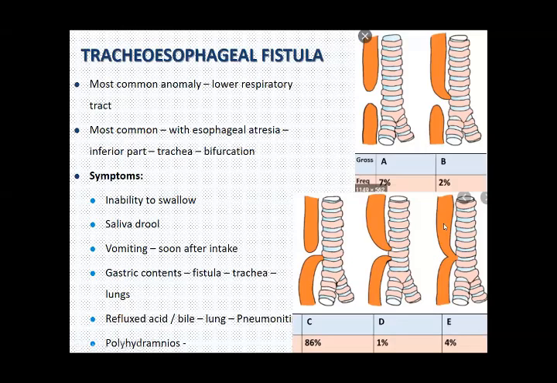In contrast, ये जो type है, इसमें the upper end of the esophagus and the lower end of the esophagus, they communicate with the trachea via a common opening. यहाँ पे दो separate openings से open कर रहा है esophagus. This is just 1%. जबकि ये जो है, this is 4%. इसमें the two ends of the esophagus open into the trachea via a common opening.